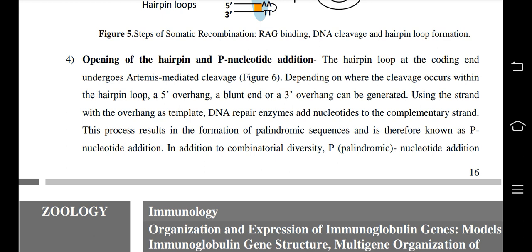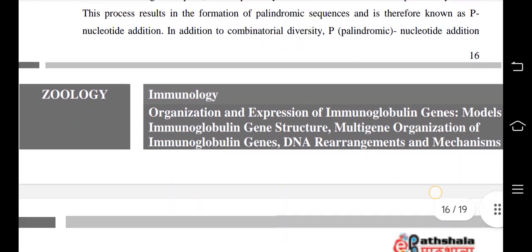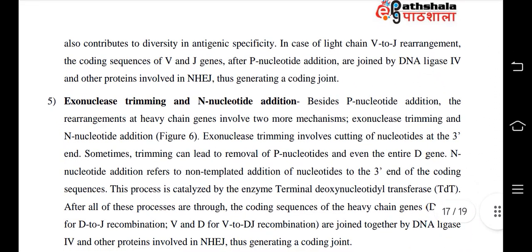This process results in the formation of a palindromic sequence and is therefore known as P nucleotide addition. In addition to combinatorial diversity, palindromic nucleotide addition also contributes to diversity in antigenic specificity. In the case of light chain V to J rearrangement, the coding sequences of the V and J genes, after P nucleotide addition, are joined by DNA ligase 4 and other proteins involved in NHEJ, thus generating a coding joint.